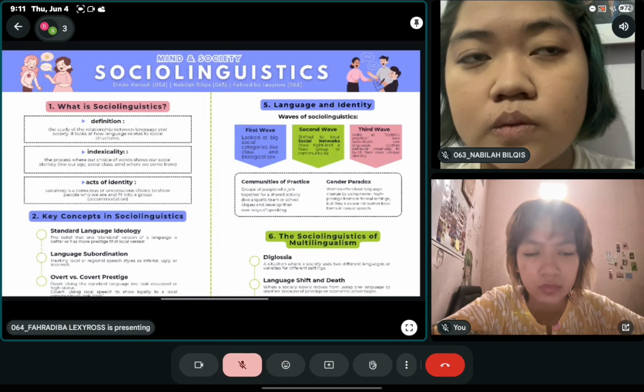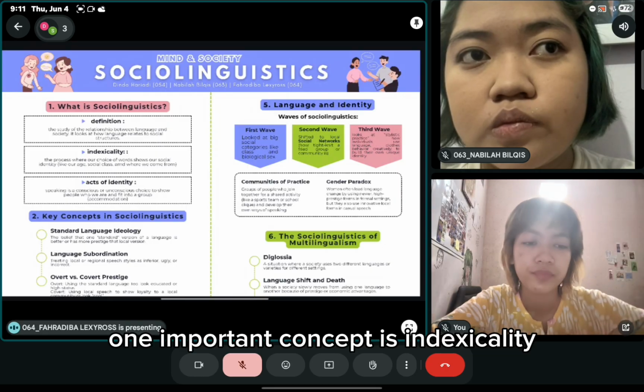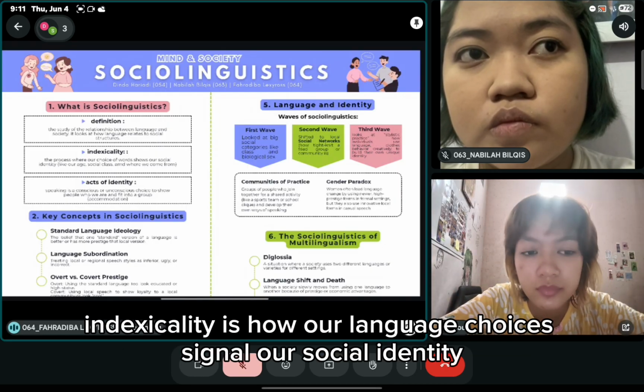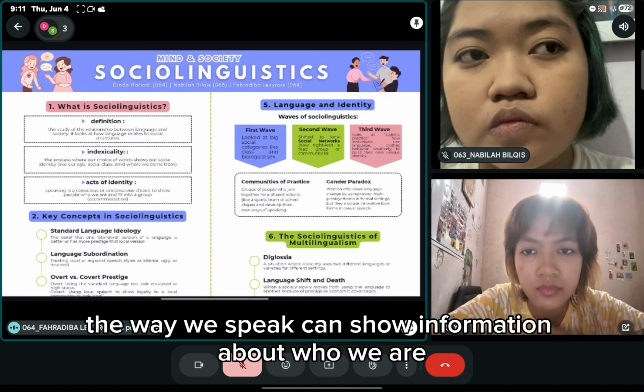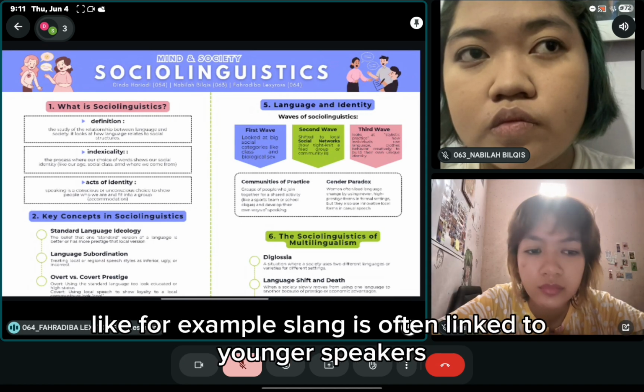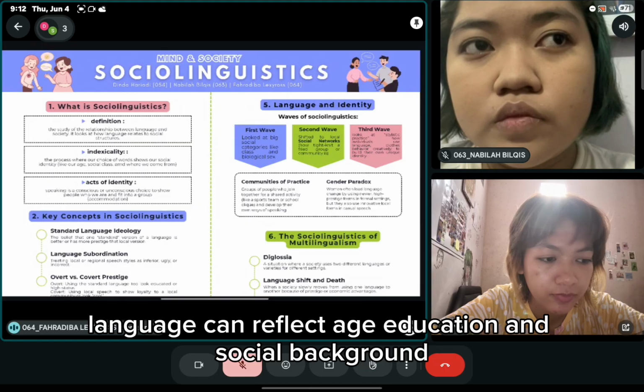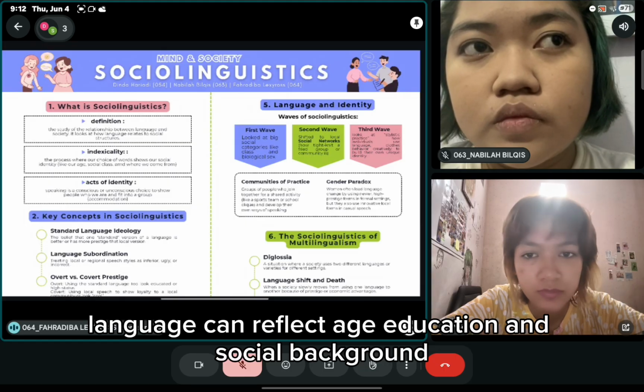Indexicality. One important concept is indexicality. Indexicality is how our language choices signal our social identity. The way we speak can show information about who we are. For example, slang is often linked to younger speakers, while certain accents may show where someone comes from. Language can reflect age, education, and social background.